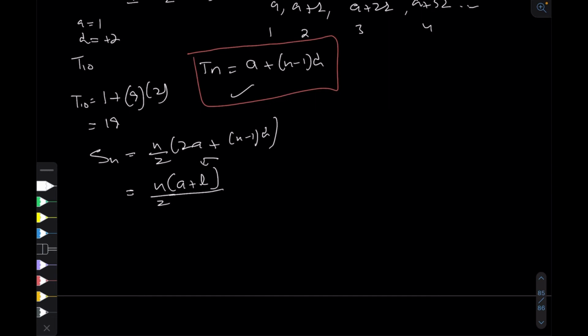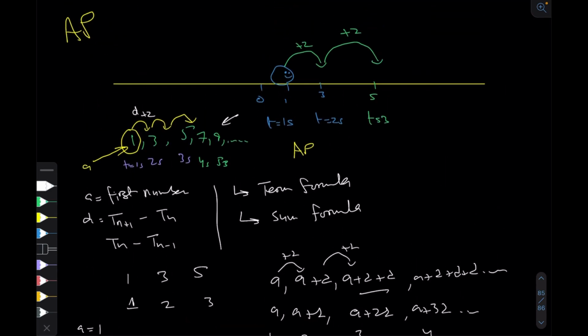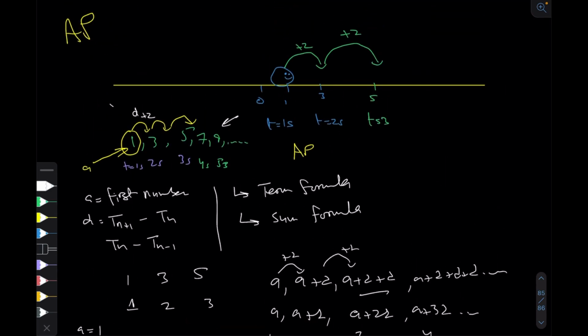In an arithmetic progression, whenever they ask for a sum, or basically what Sn means, it means the sum of the first n numbers. So if I say in this particular sequence, what is S3? Well, S3 is just the sum of these three numbers. So S3 is just 1 plus 3 plus 5, which is 9.